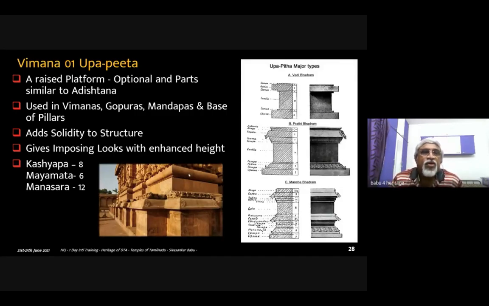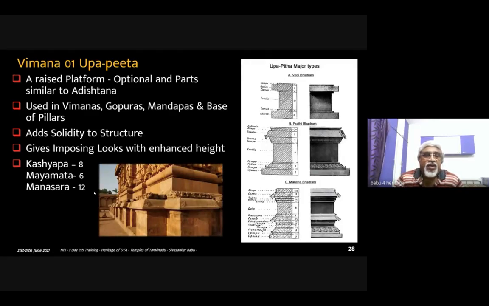When I talk about Upapita, it has various components. See here, these are the Upapita components. You can see the pedestal here. This is the Upapita. It has several components. You can see one component here, another component here, one more different component, and four or five different components. We will go through that, but different agamas talk about varieties.